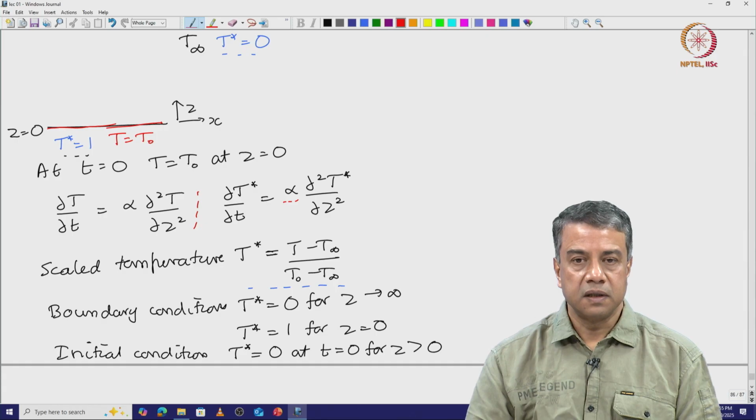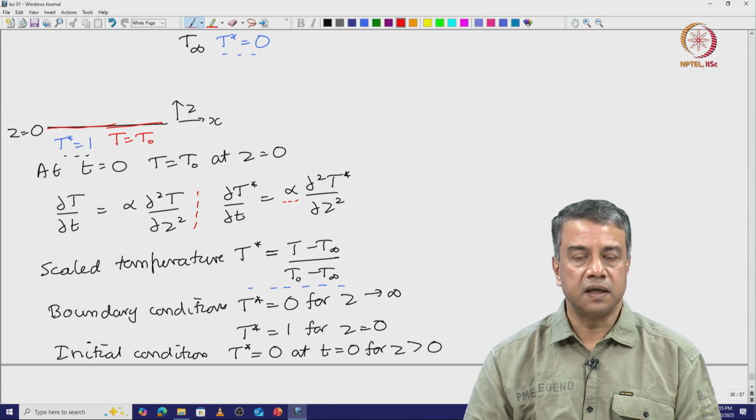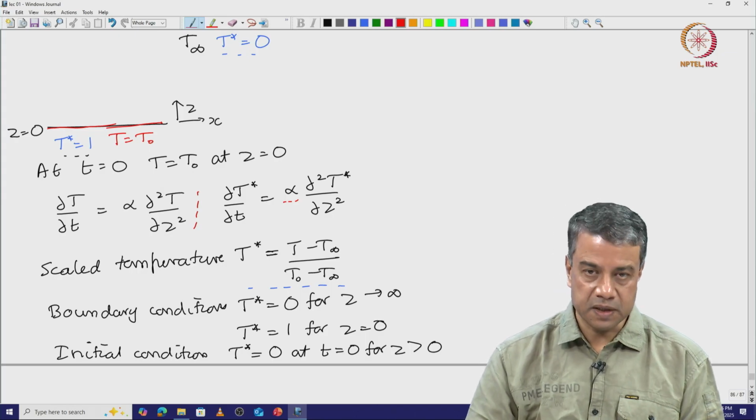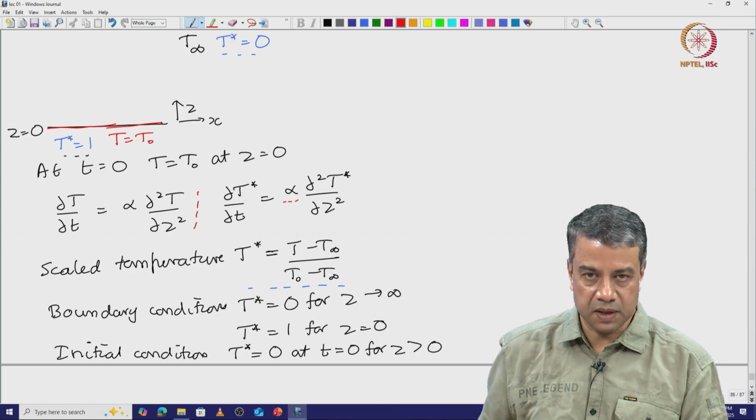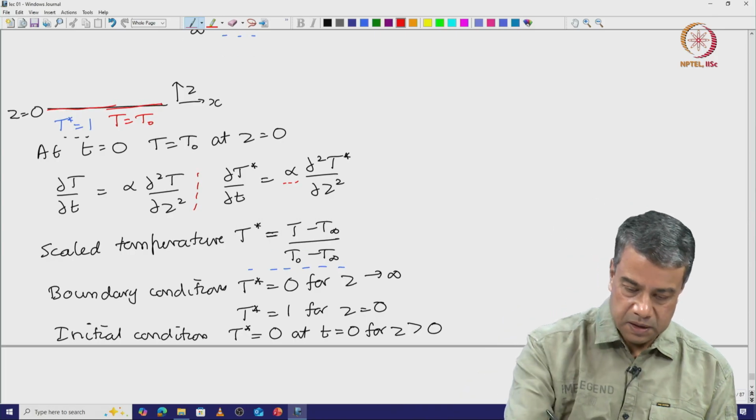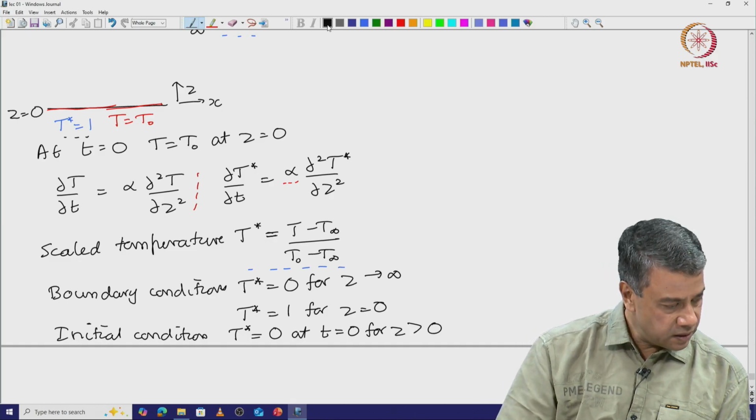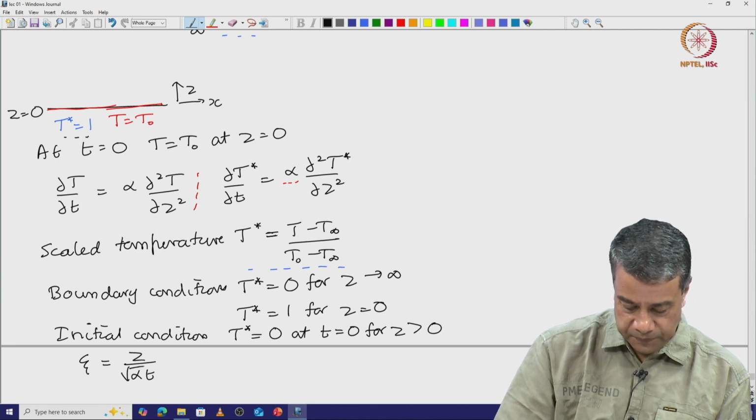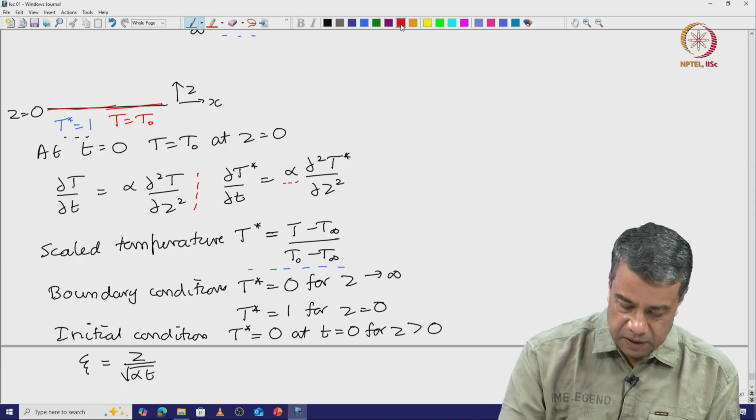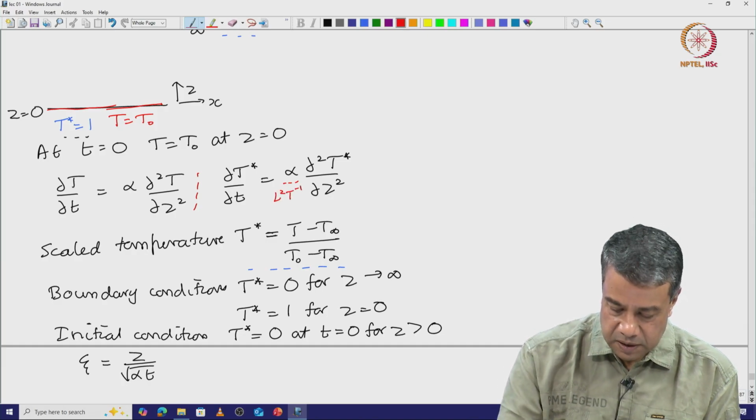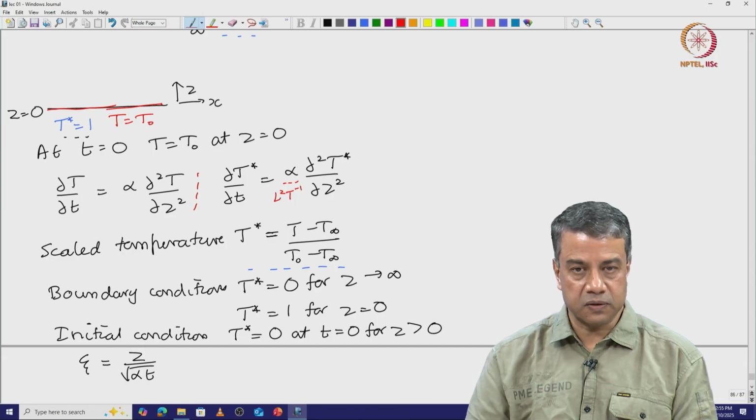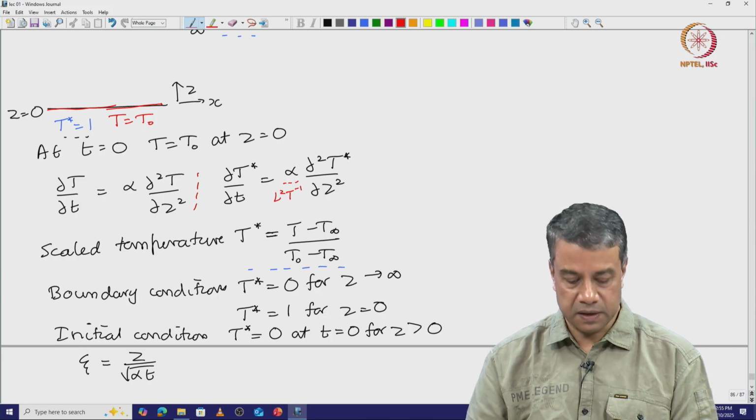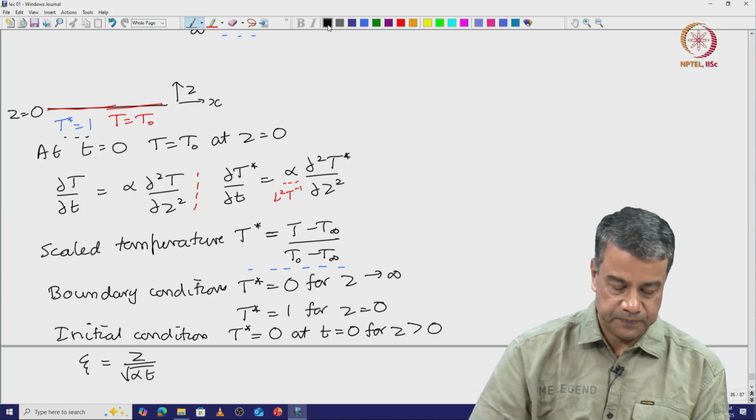From these 3 parameters, they contain 2 dimensions, length and time. From this you can create only one dimensionless group. And that dimensionless group is what is called psi, equal to Z by root alpha t. Note that this parameter alpha has dimensions length square t inverse. It is a thermal diffusion coefficient. So, alpha times t has dimensions of length. Therefore, Z by root alpha t is dimensionless.